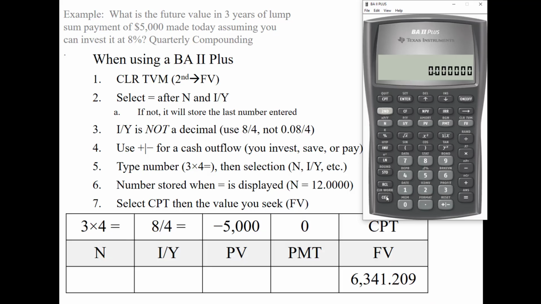Our N, or our number of time periods, is going to be 3 times 4, and then we need to make sure we hit equals before selecting N. Again, it's 3 times 4 because we're going to invest for 3 years with quarterly compounding, and there are 4 quarters in a year. So I'll type in 3 times 4 equals, and then hit the letter N.